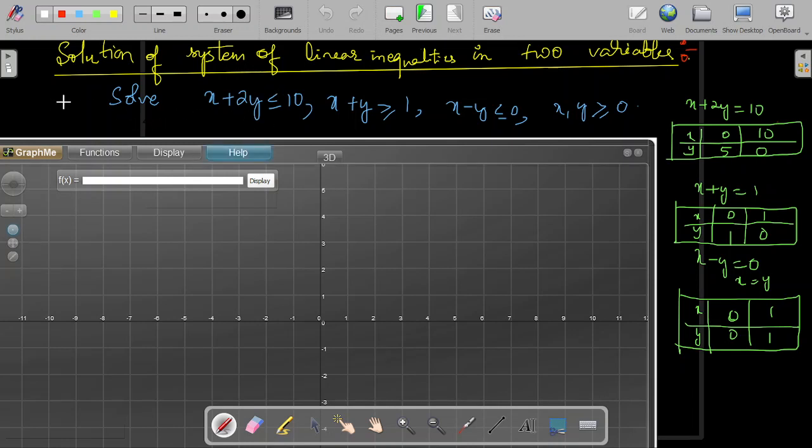So now look at this problem. Solve x plus 2y less than or equal to 10, x plus y greater than or equal to 1, x minus y less than or equal to 0, x comma y greater than or equal to 0. This is very clear now.